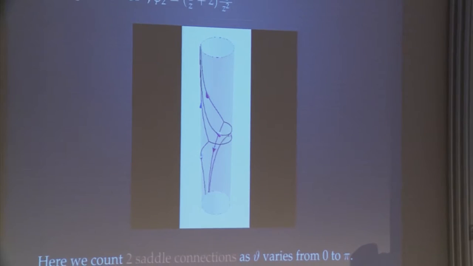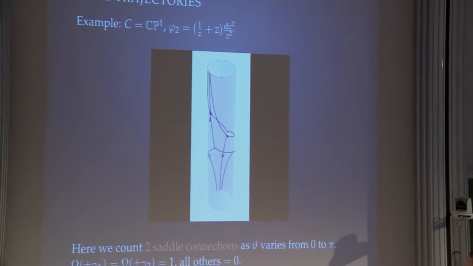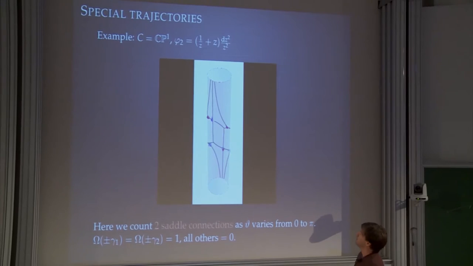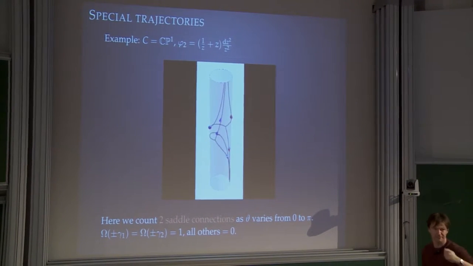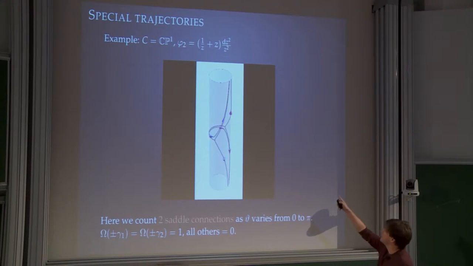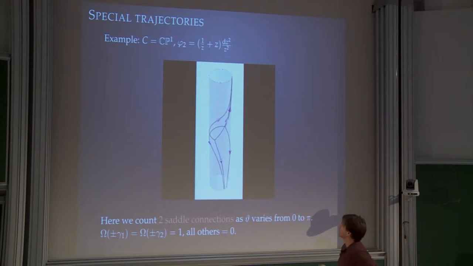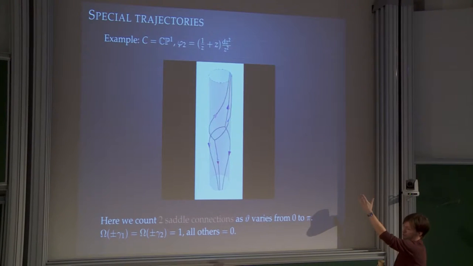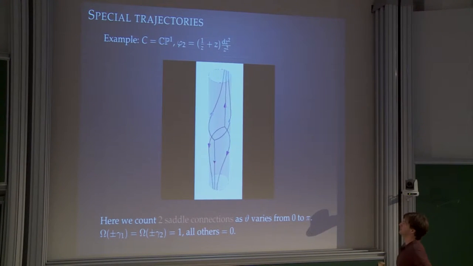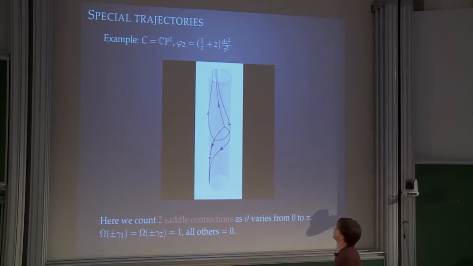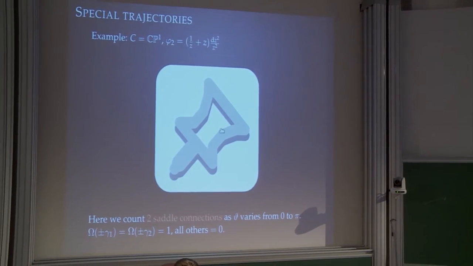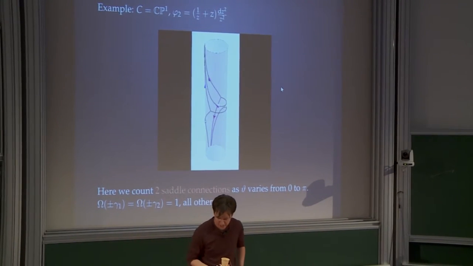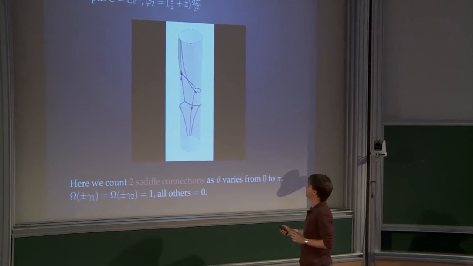Now here's a slightly fancier example. Here again I'm taking the curve to be CP1, but now we're studying quadratic differentials which have singularities both at 0 and at infinity, a singularity of order 3 in both places. And so I represent it as a cylinder, so 0 and infinity play kind of symmetrical roles. So here in this picture, once again, there are 2 saddle connections as theta varies from 0 to pi.